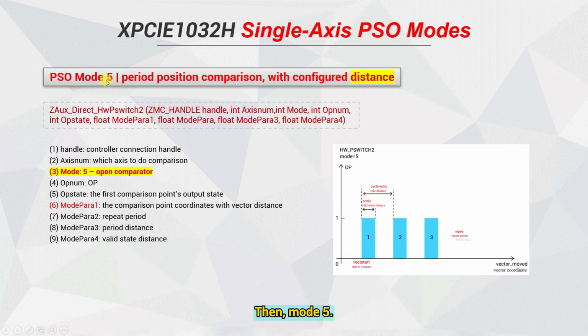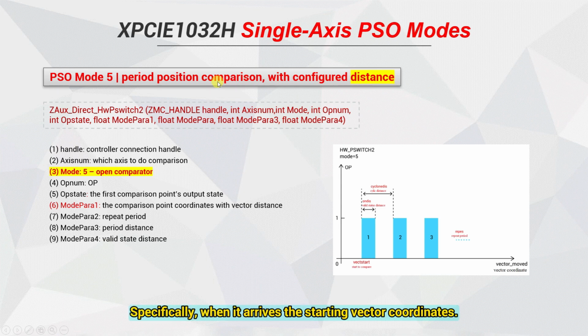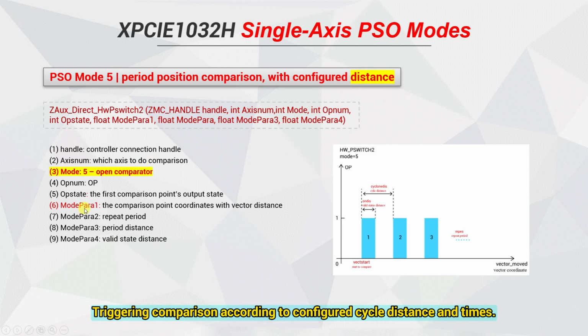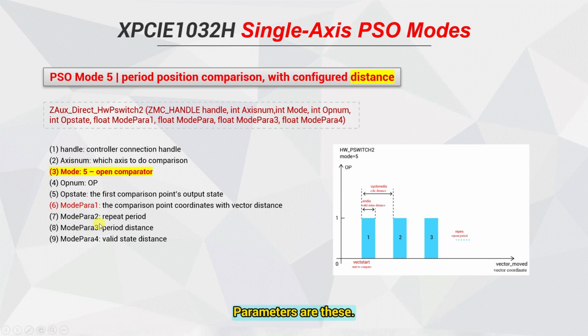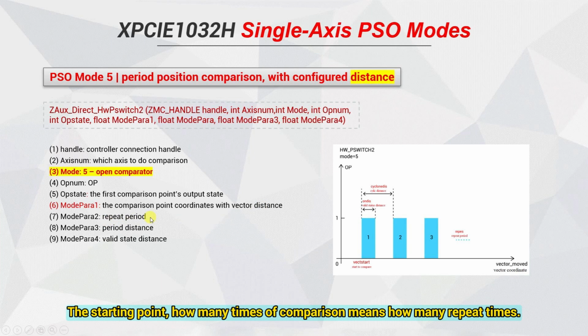Then, mode 5. Also vector, period pulse mode. Specifically, when it arrives at the starting vector coordinates, it triggers comparison according to the configured cycle distance and times. Parameters are these. Normal OP number. The first comparison point state. The motion distance of starting comparison. Then, the repeat period. The starting point, how many times of comparison means how many repeat times.